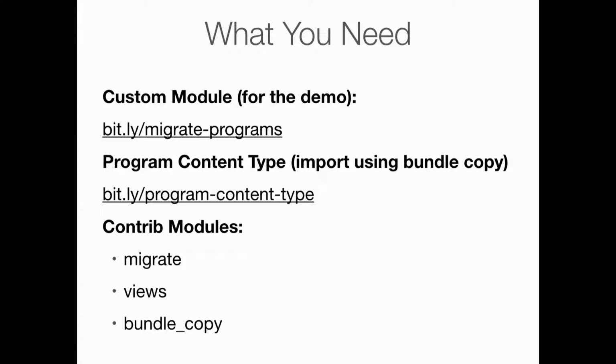So for this demo, just so you know what I'm using, so you can replicate this later when you're back at your office and you're like, how did she do that again? So I'm using a custom module that I'm writing, so I'll show you the code for that as I go. But if you want to download it later, it's at bit.ly/migrate programs. I'm setting up a program content type, so I'm going to do this with you in the demo, so you'll see what this looks like. But if you ever want to import it later, I exported it using the bundle copy module. So if you install bundle copy, you can grab it here and import that on your site.